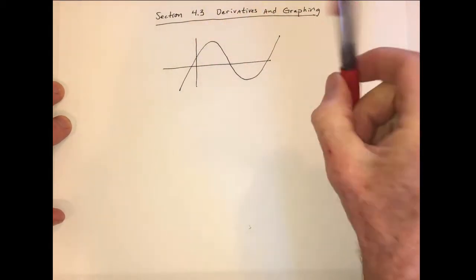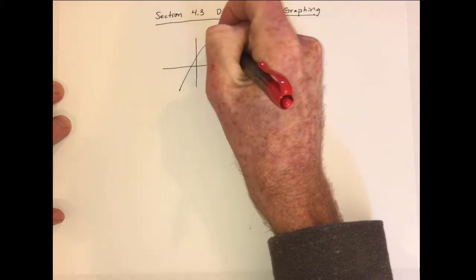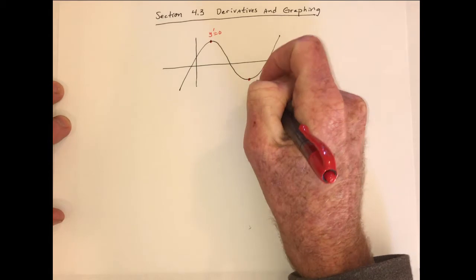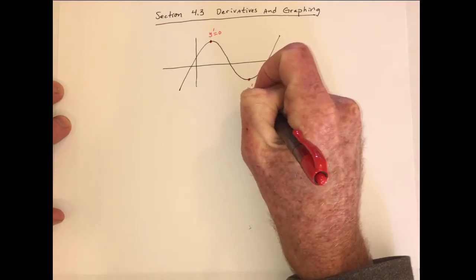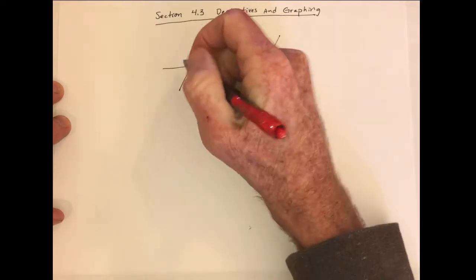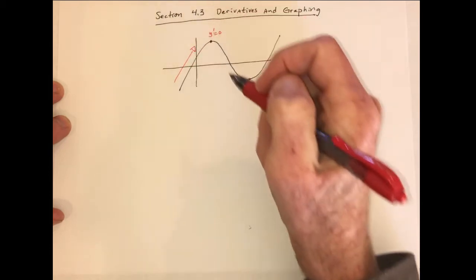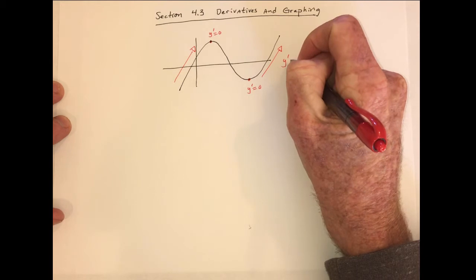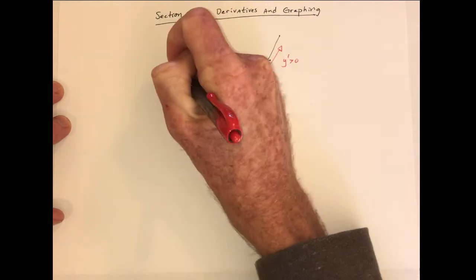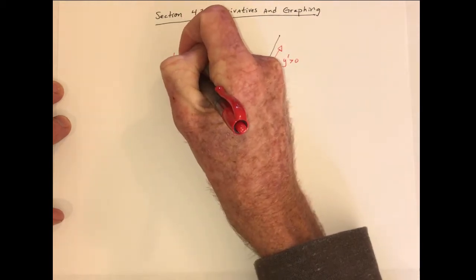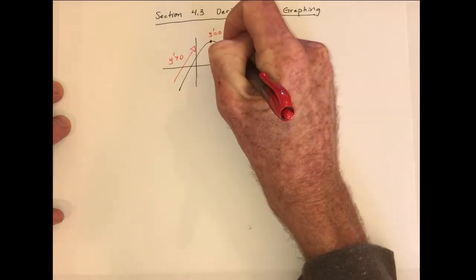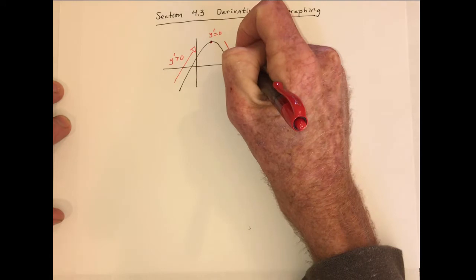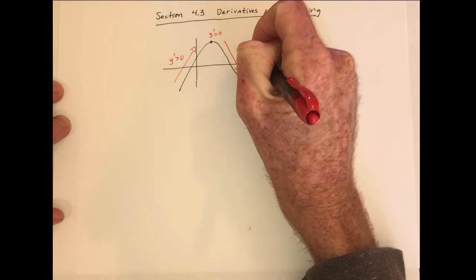Whoops, sorry about that. Right here, the derivative is equal to 0. And at this bottom point, the derivative is equal to 0. When the function's going up, that means positive slope, and that means that the derivative is positive. And when it's going down, that would mean negative slope. So the derivative would be negative.